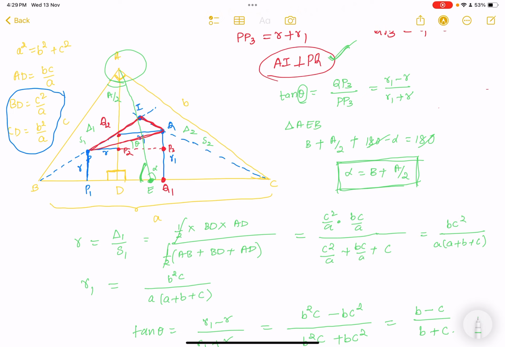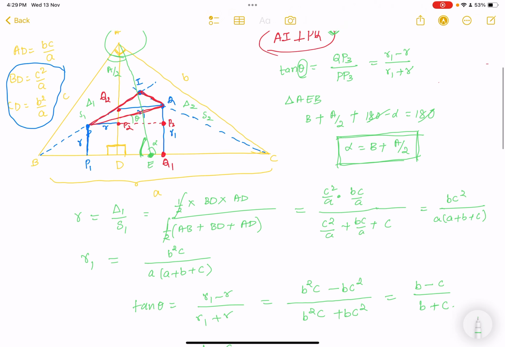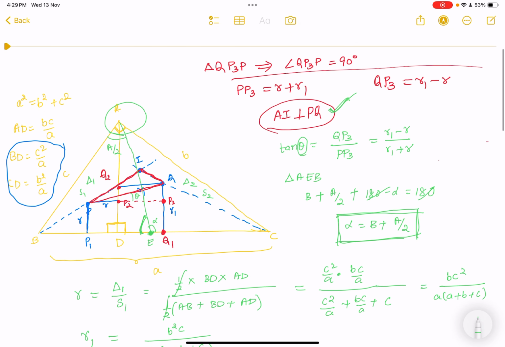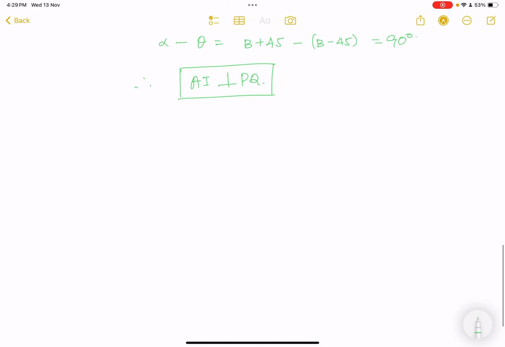Okay, let us do that. First, let us find out PQ. To find PQ, we can apply Pythagoras theorem in this triangle. So PQ square is equal to P P3 square plus Q P3 square. So PQ square equals (R1 plus R) whole square plus (R1 minus R) whole square. So that equals 2 into (R1 square plus R square).